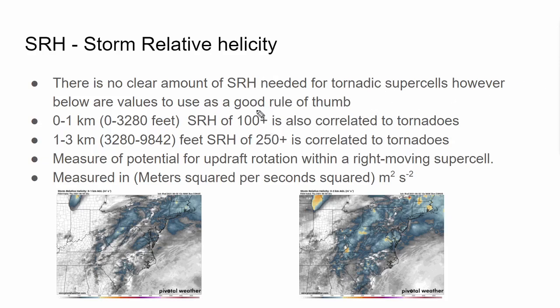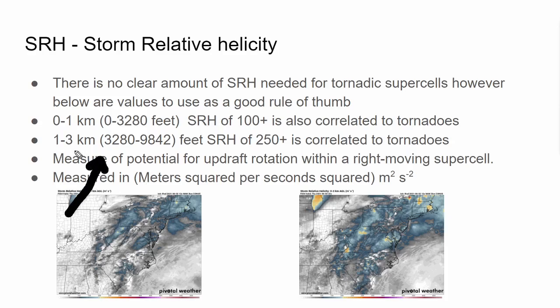However, you could get the job done with less than 100 meters squared per second squared of storm relative helicity, just depending on your environment and how many other parameters you have to balance it out, I guess I could say. But generally, if you're going over soundings and looking at your environment in general, good SRH values for your surface to 1 kilometer range is usually 100 plus. Like I said, under 100 could get the job done sometimes, but that's a good rule of thumb for me whenever I'm depicting where and when I think tornadoes could occur.